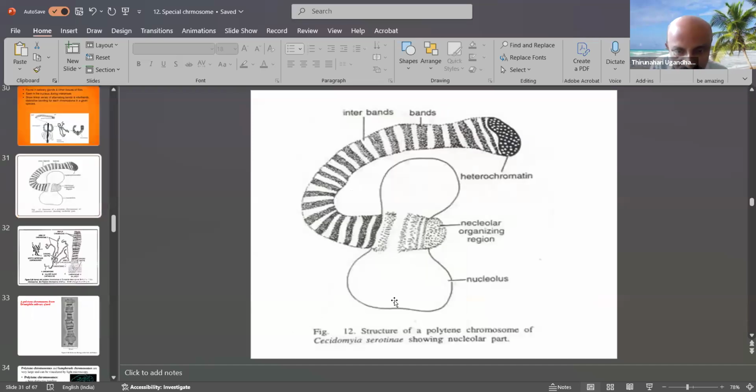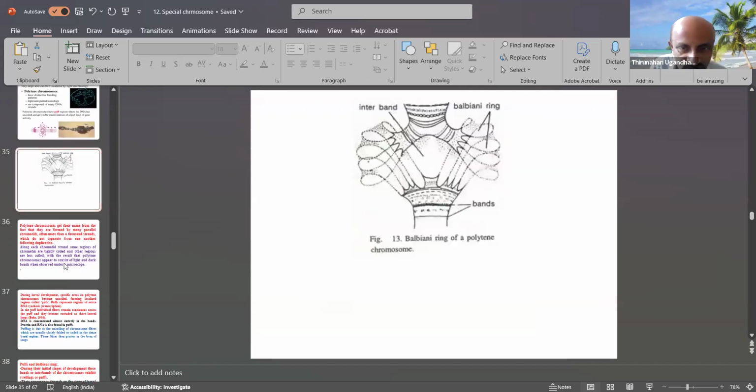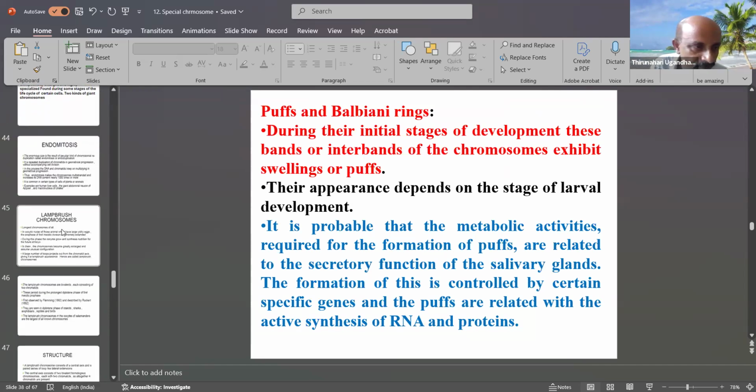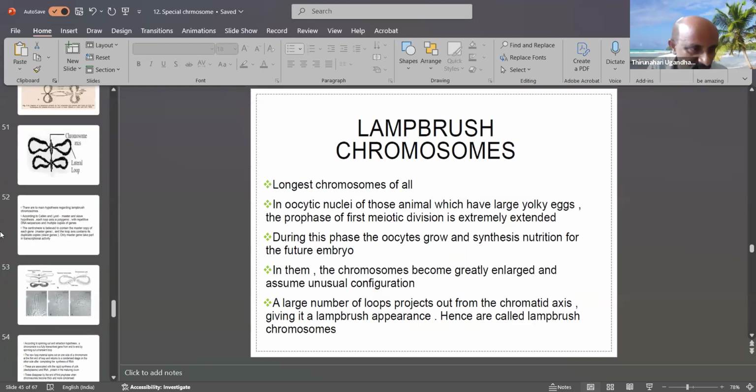It is also the structure of the polytene. Then lampbrush: here a lampbrush chromosome is shown. This is also a lampbrush chromosome. It is the longest chromosome of all. It can be present in the nuclei of lower animals.